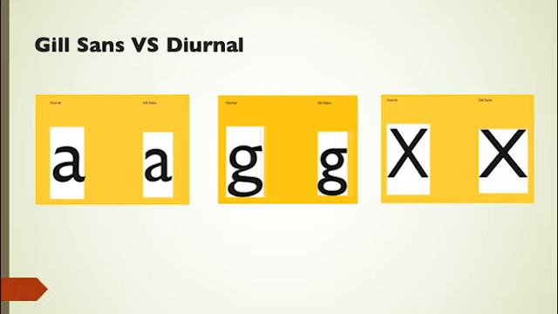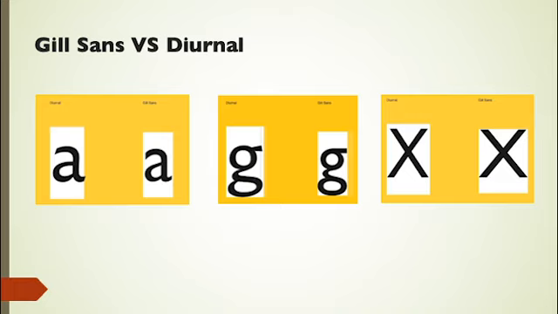Starting with the lowercase a, you can immediately see that Diurnal has a much more generous x-height. The aperture, or open area of the a, has more space and creates a kind of leveled off terminal when compared to the Gill Sans. You'll also notice that the beginning and ending of the stems are cut at a slight angle. The Gill Sans, on the other hand, is squared.